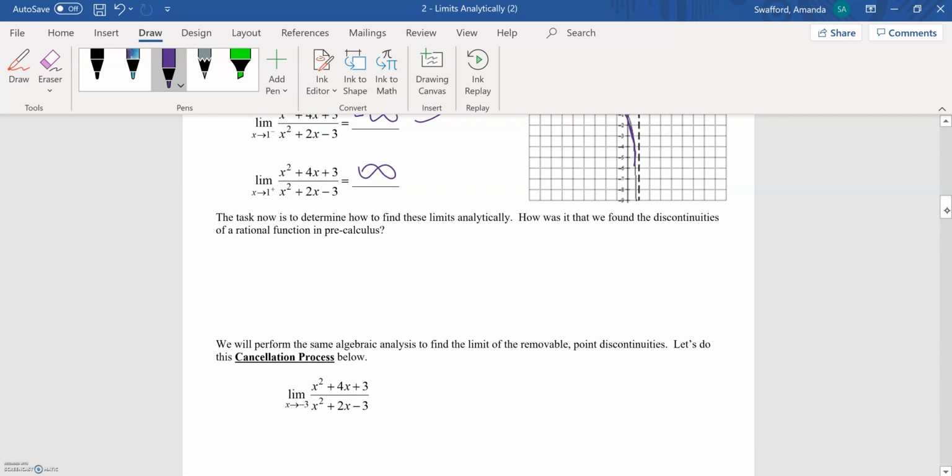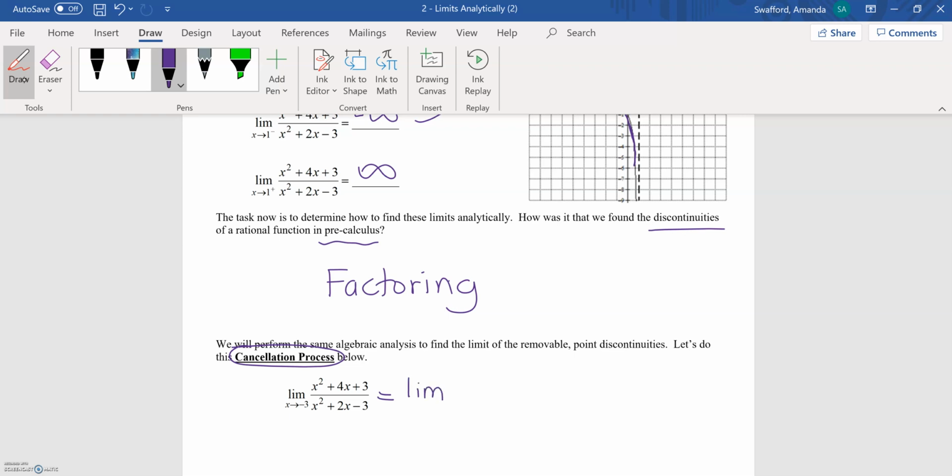Basically, we found these discontinuities, such as holes and asymptotes, in pre-calculus by factoring. If we factored the function, then we were able to identify holes and asymptotes. So we're going to have to do this same process. We call this the cancellation process, where we factor and clean things up so that we can identify these holes and asymptotes in our algebra, and then that will help us determine the limit. So this is going back to the same one that we got 1/2 up above.